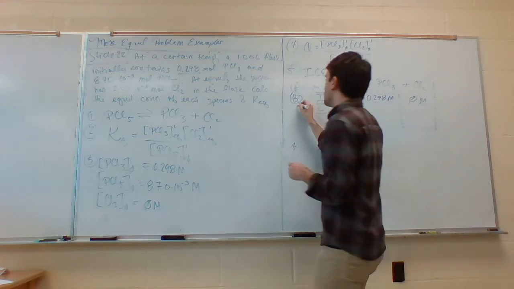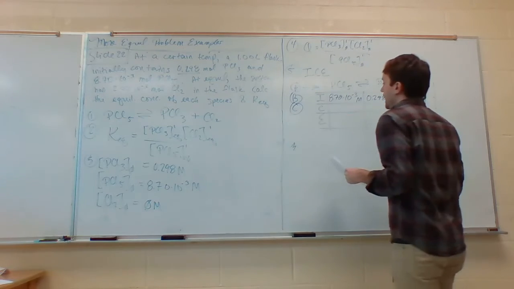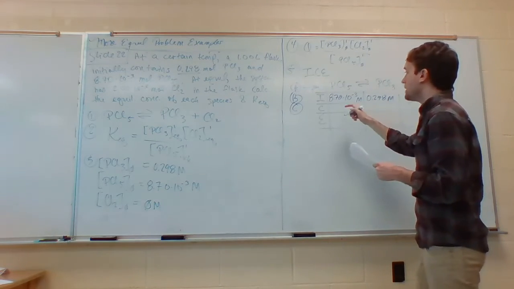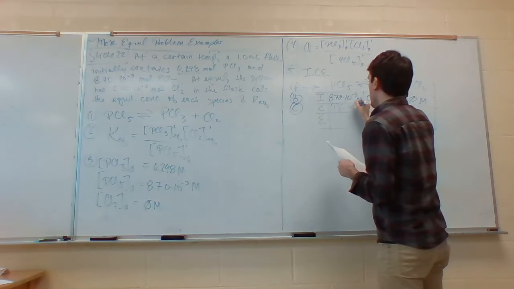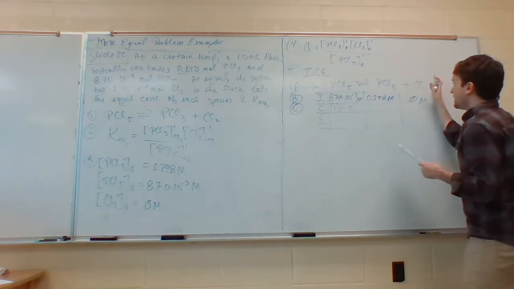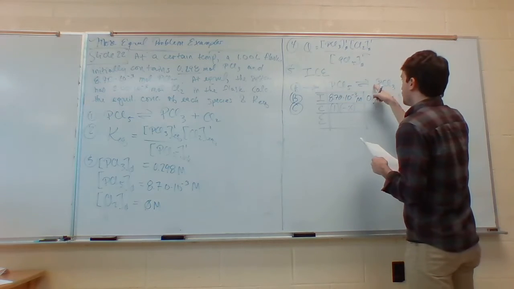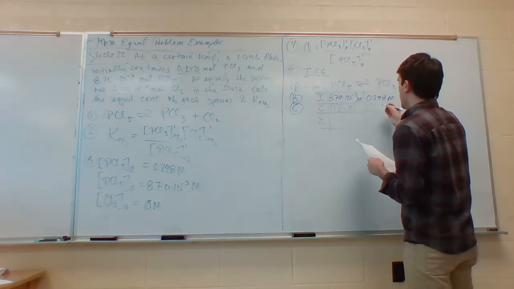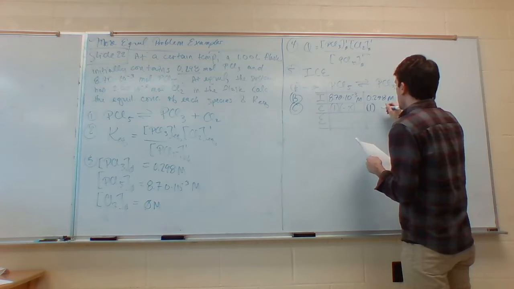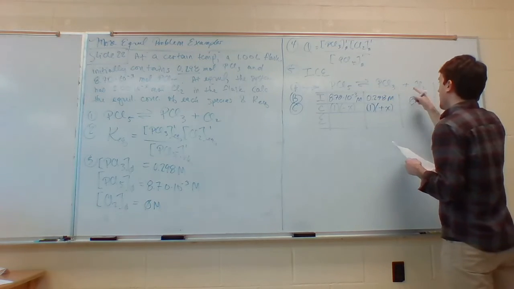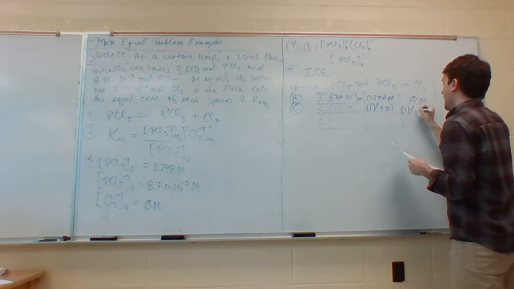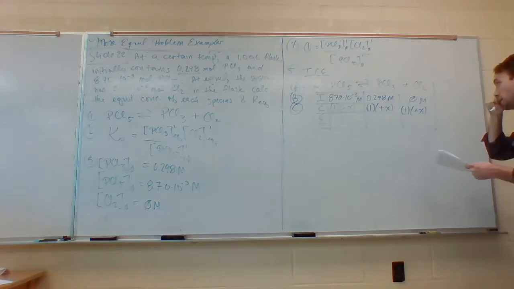Next, we do our change, right? Our change is going to be our stoichiometric coefficient, 1 times negative x. Since these are products on the right side, it's going to be our stoichiometric coefficient, 1, times positive x, since it's a product, right? And then we have 1 times positive x, okay?